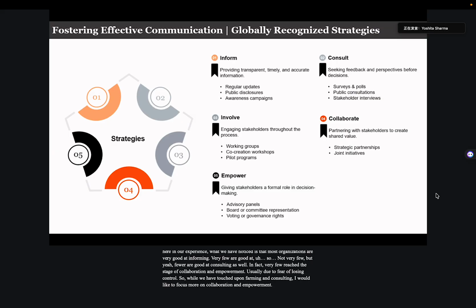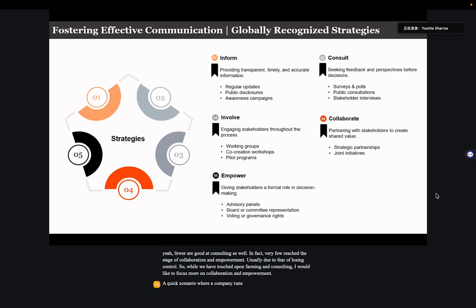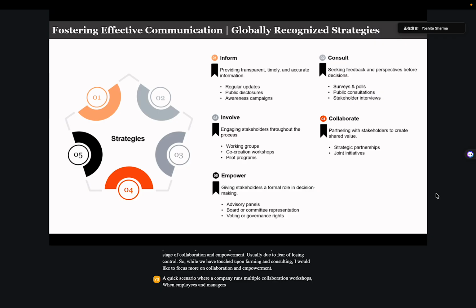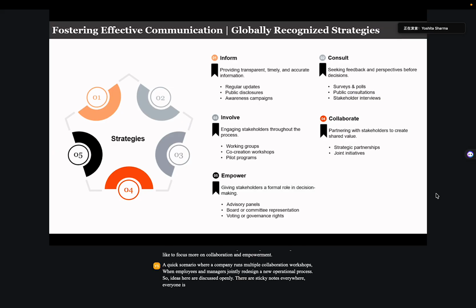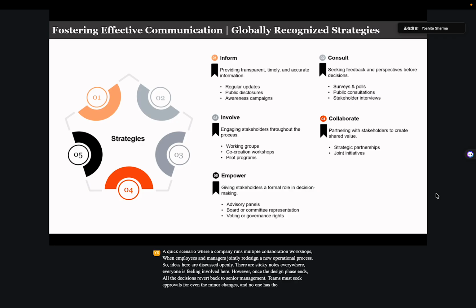A quick scenario: a company runs multiple collaboration workshops where employees and managers jointly redesign a new operational process. Ideas here are discussed openly. There are sticky notes everywhere. Everyone is feeling involved here. However, once the design phase ends, all the decisions revert back to senior management. Teams must seek approvals for even the minor changes, and no one has the authority to adapt the process on the ground.